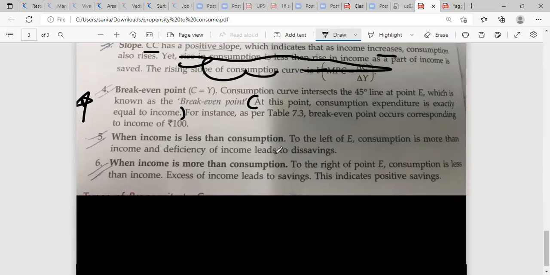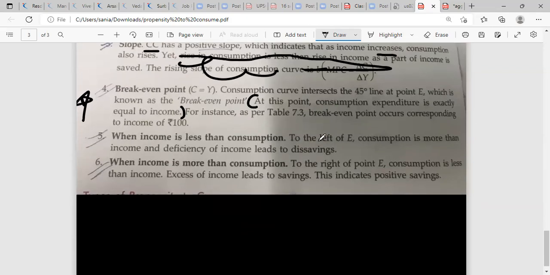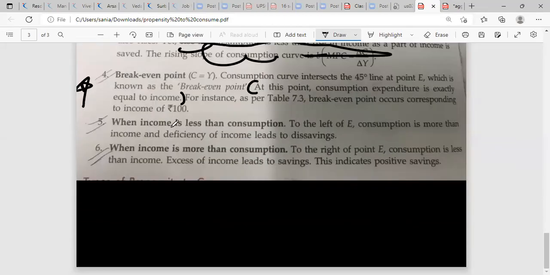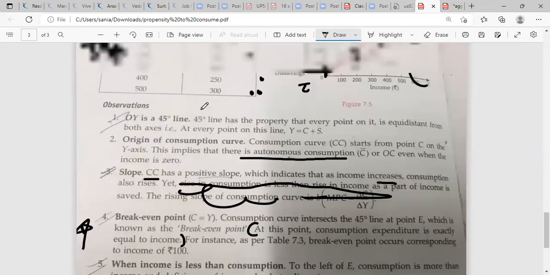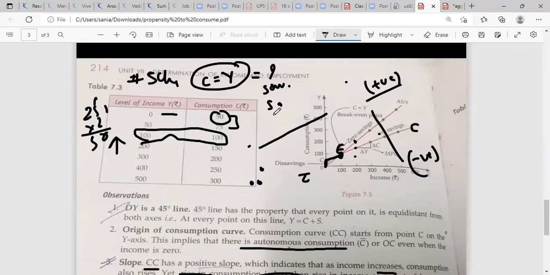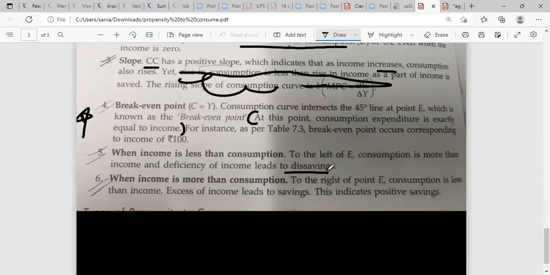Yes, ma'am. Okay. Now, when income is less than consumption, what will happen? Consumption is more than income, and the deficiency of income leads to dis-saving. You can see at that time when your income is less than consumption, your saving was minus 50. So you will write: when consumption is more than income, the deficiency of income leads to dis-saving, right? You are taking out money from your savings, so it is known as dis-saving.